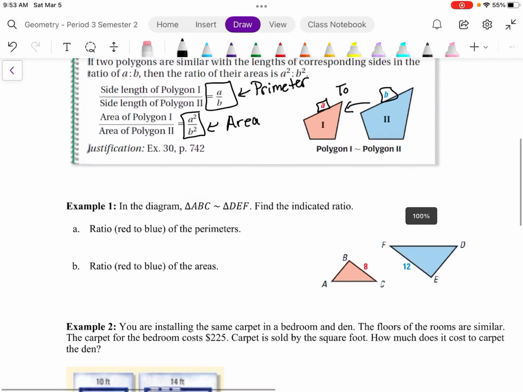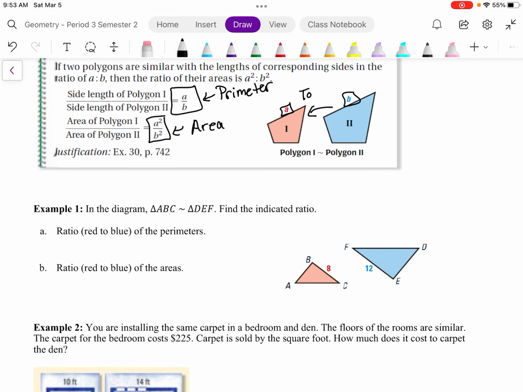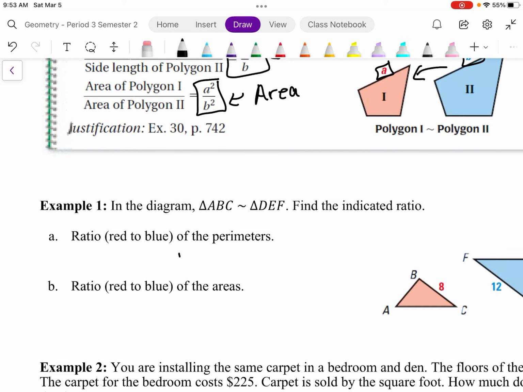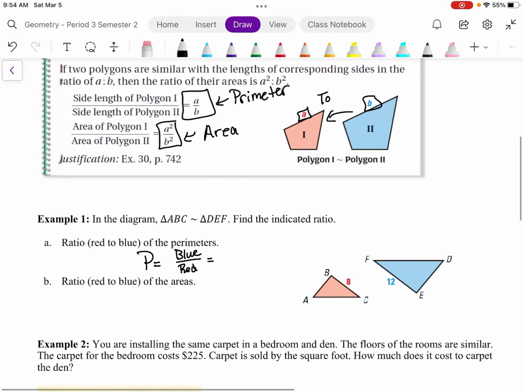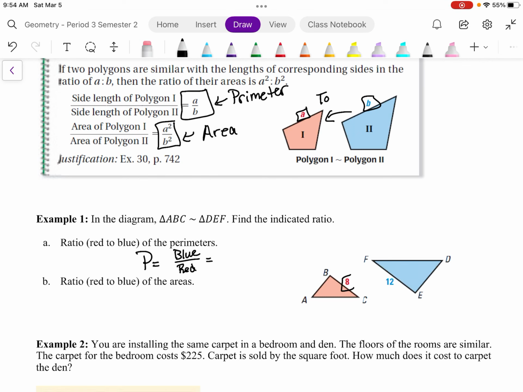Now let's do some examples. In the diagram, triangle ABC is similar to triangle DEF. And we're going to find the indicated ratios. And we're going to find the ratio red to blue of the perimeters. So that means our ratio, blue is going to go on top and red is going to go on the bottom. And when we find the ratio of the perimeters, we just have to have those corresponding side lengths.